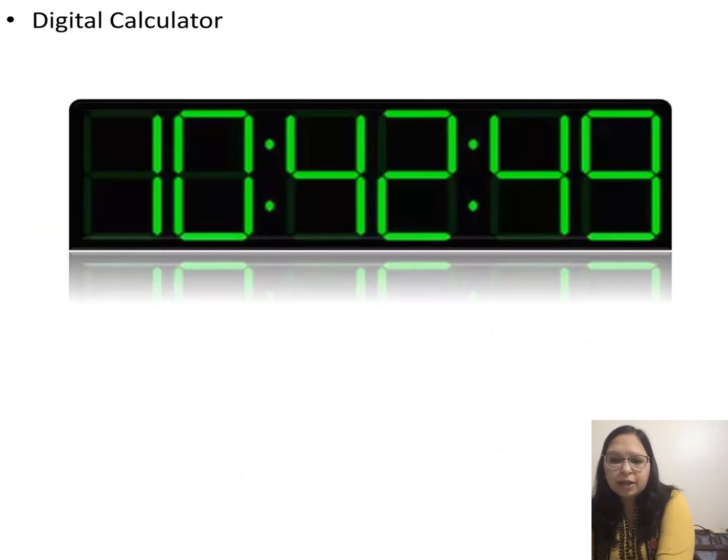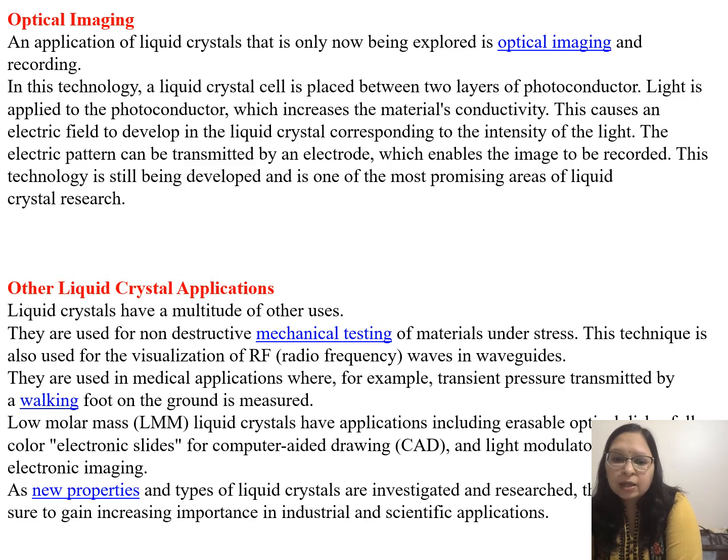They are also used in the form of digital calculators. In the next video, I will be telling how these display numbers are made on the basis of a 7 segment cell. You can see the first segment, second, third, fourth, fifth, sixth, seventh. So here, if this one is missing, the number becomes 9. If these all are missing, the number becomes 1. On the basis of the 7 segment cell, this works, and like this, liquid crystals find use in digital calculators.